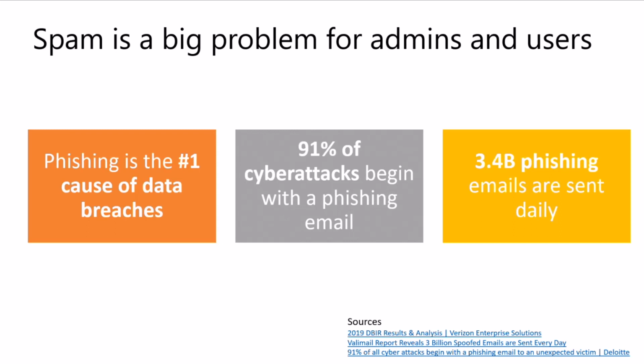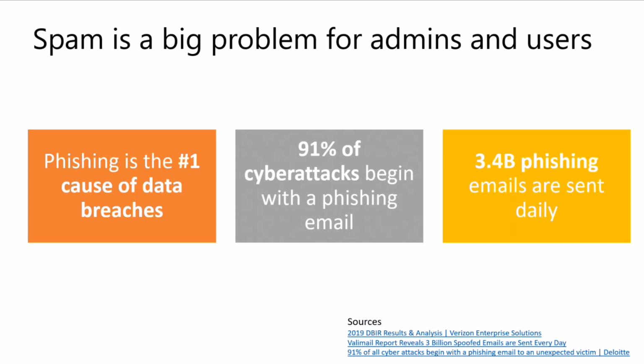Phishing is a huge source of data breaches. We all know that social engineering is one of the top vectors for bad things to happen to our customers, and phishing is often how that happens. We've got some quotes from folks like Verizon and Valimail noticing that the majority of cyber attacks begin with a phishing email. And more than 3 billion phishing emails are sent daily. So, there are a lot of emails going out to a lot of folks.